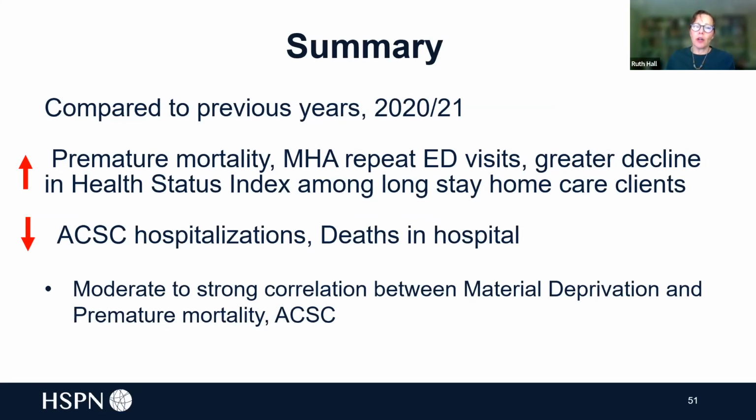And also just to note that we do see this moderate to strong correlation between material deprivation and premature mortality, as well as our ambulatory care sensitive hospitalizations, highlighting the importance of always bearing that in mind, that there are gradients, with worse outcomes associated with those living in the more deprived areas of your OHT.